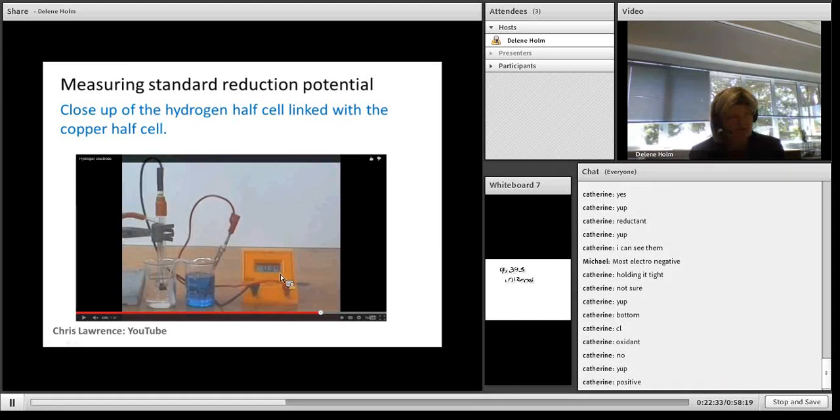It's a positive value. By the way, if you were doing this practically, the way you connected it up determines which way the reaction is going. Unfortunately, we can only show that with the YouTube clips. So this is showing that in this case, the hydrogen ions are gaining the electrons to form hydrogen gas, so if the hydrogen is being reduced, the copper is being oxidized.